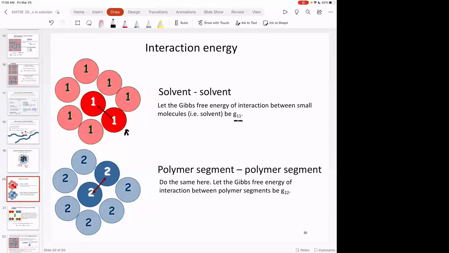We have exactly the same thing for our polymer, or this is not yet a polymer, but these are the intermolecular interactions between two polymer segments. So this is polystyrene segments just sitting there interacting with itself. And so we don't denote that as G22.